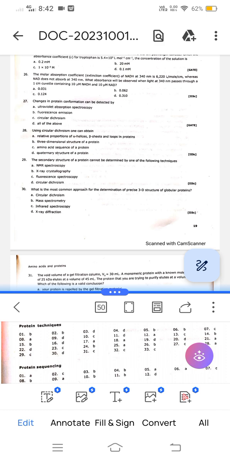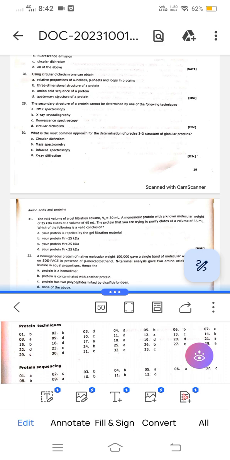Yeah, that's right. The secondary structure of a protein cannot be determined by one of the following techniques. Cannot be determined. That means all other techniques are capable of determining that. So 29C, fluorescence spectroscopy. But NMR spectroscopy, X-ray crystallography and circular dichroism can be used to measure the secondary structure of a protein. To determine that, what is the most common approach for the determination of precise 3D structure of globular proteins?